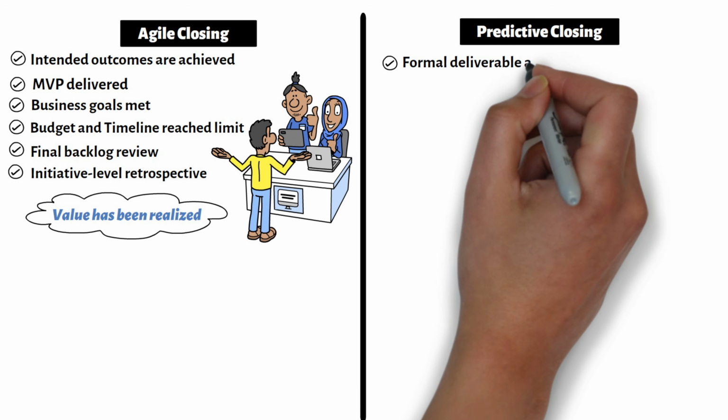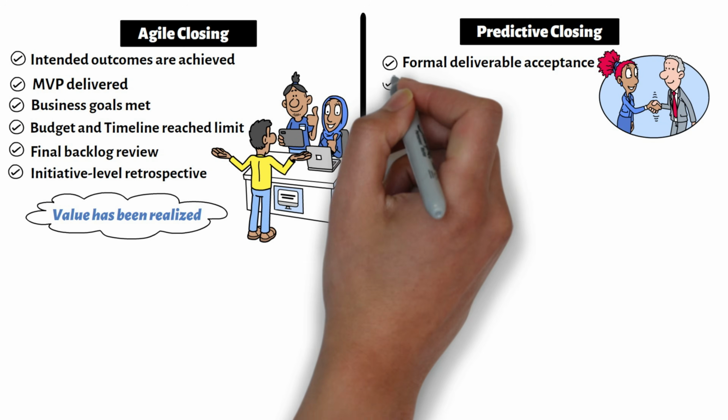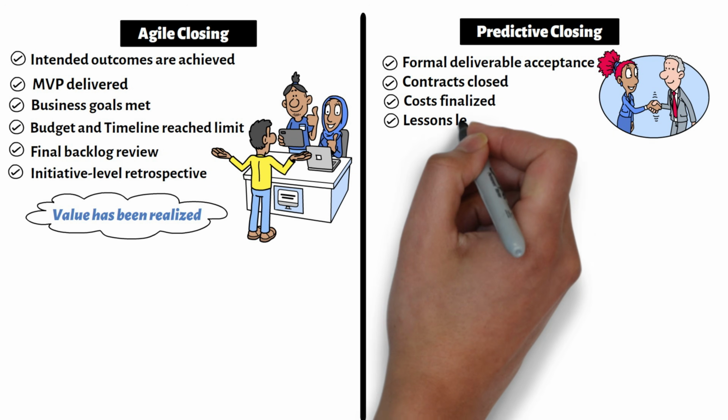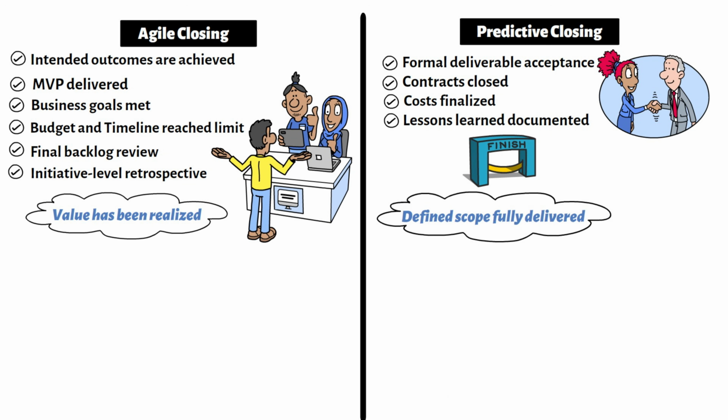You're confirming that all deliverables have been completed, accepted, and documented. Contracts are closed. Costs are finalized. Lessons learned are recorded. And the project is formally brought to an end. Everything ties back to one thing. Was the defined scope fully delivered?